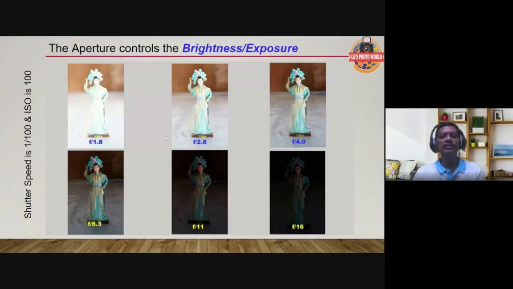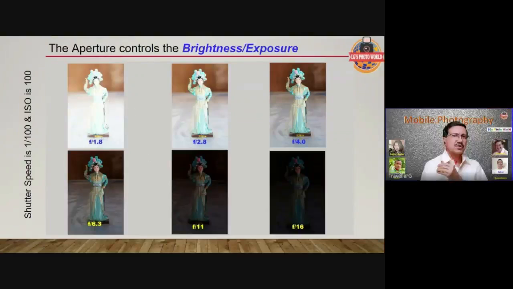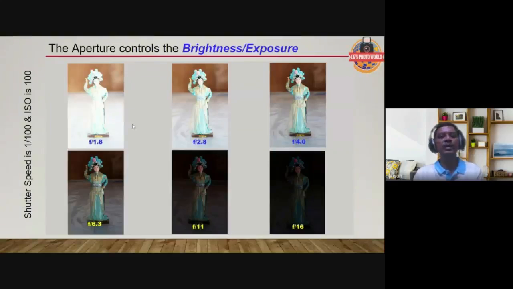Here, if you look at it, these photos have been taken at different aperture numbers. This being the widest open aperture, it is very bright. In photography terms, we call this overexposed. As we reduce the aperture size, it becomes darker and darker. And if it goes to f16, f11 or beyond, then it is underexposed. So it becomes very dark, and in both overexposed and underexposed scenarios, the details in the picture will be missing.